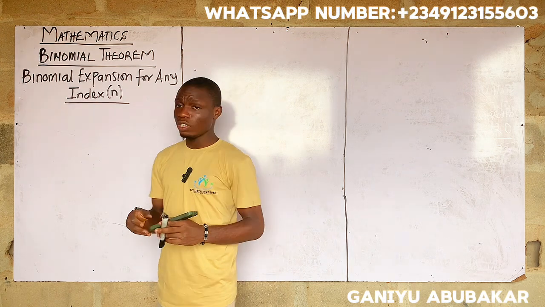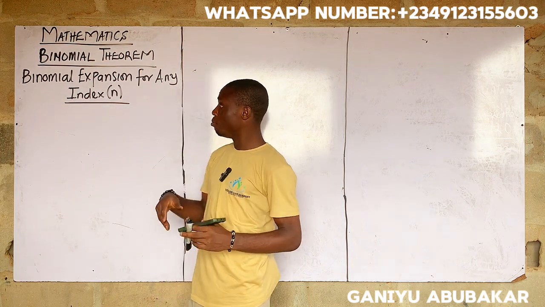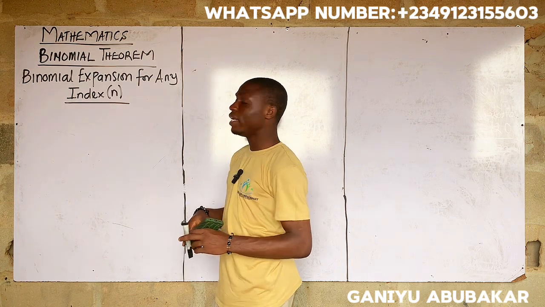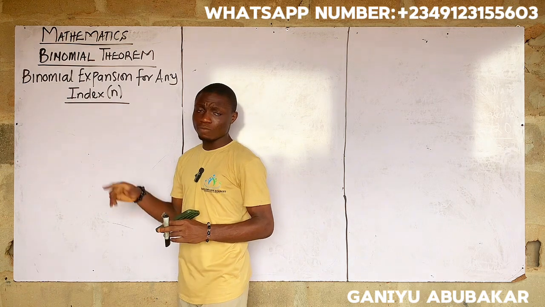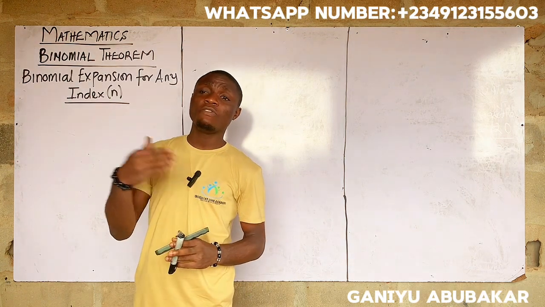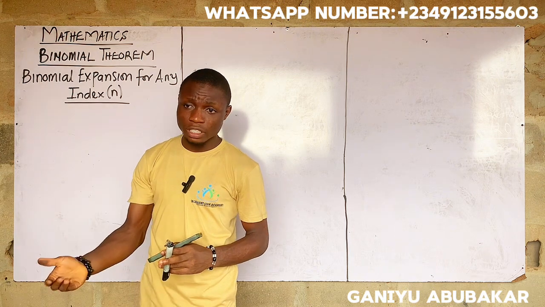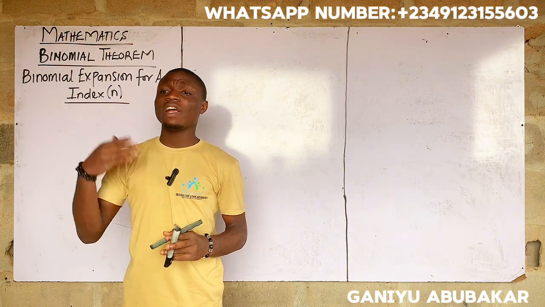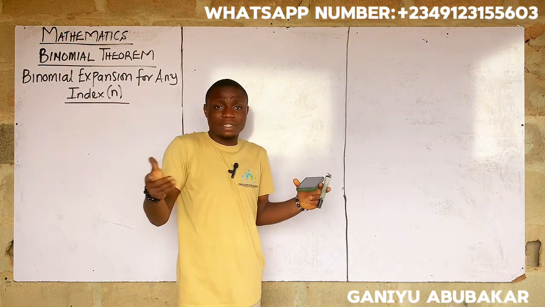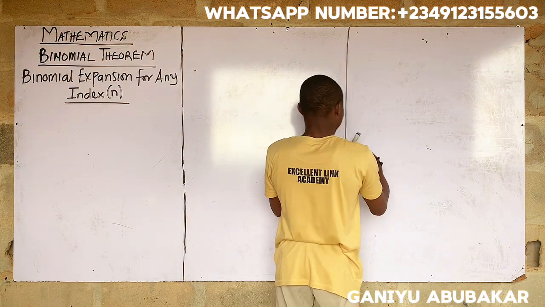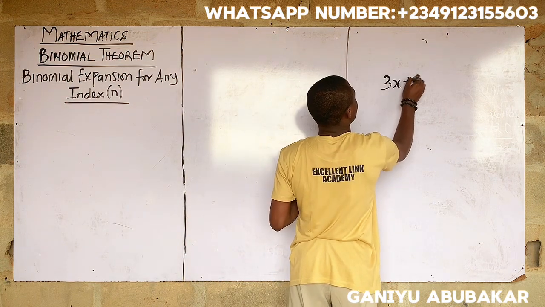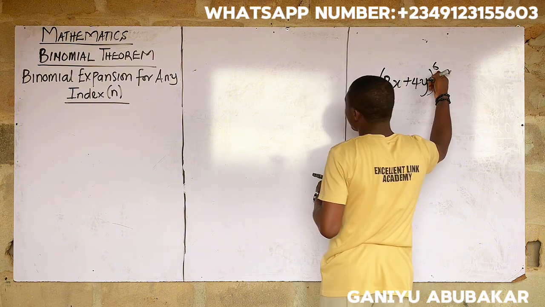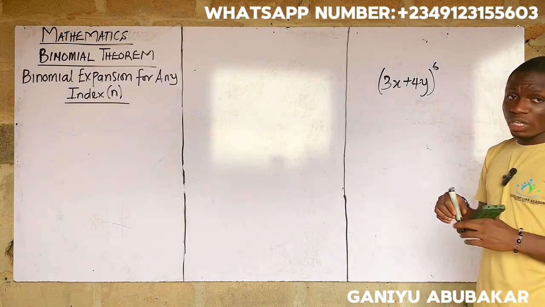So let's look at the other concept under binomial theorem called the binomial expansion for any index. What do I mean by this? If you have watched our previous classes, or if you attend our tutorial classes from the crash course for binomial theorem, you'll observe that most of our examples are always positive numbers, right? If I have something like 3x plus 4y all to power 6, expand this, the numbers are always positive if you observe closely, right?